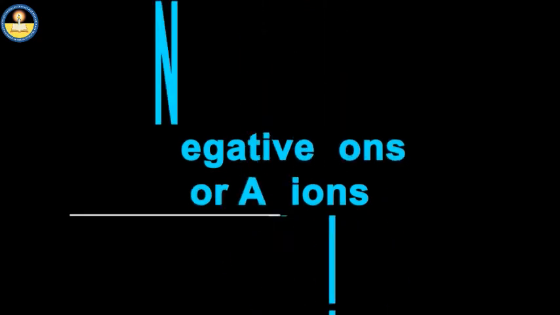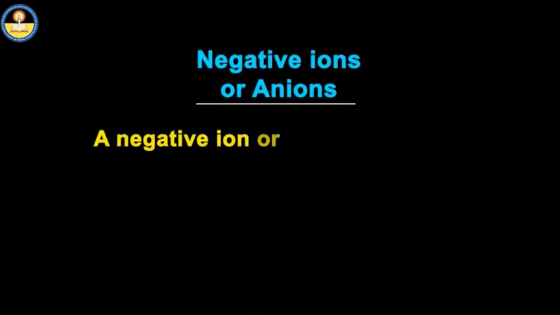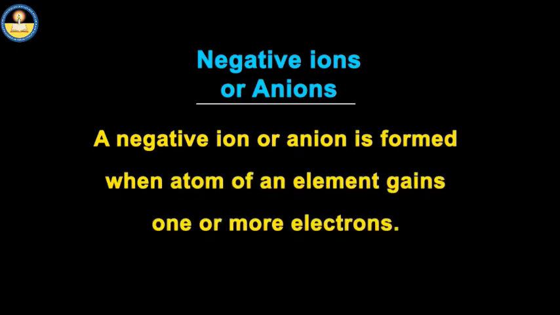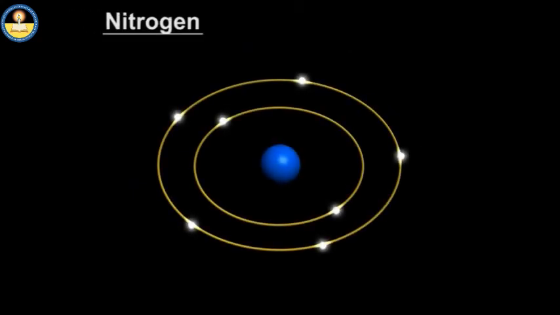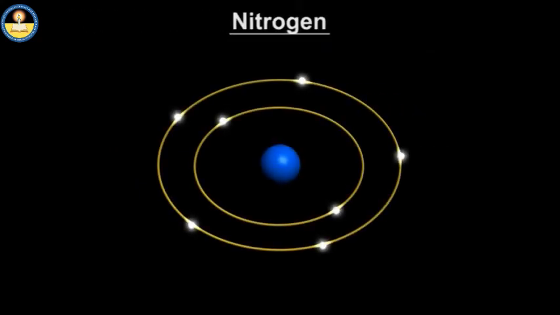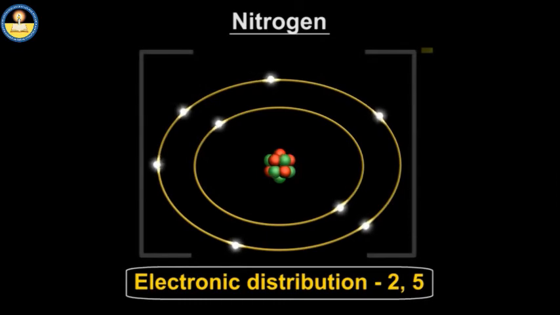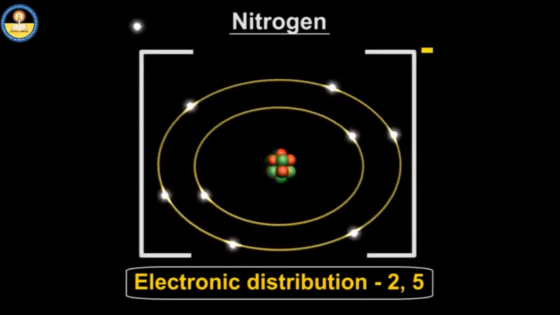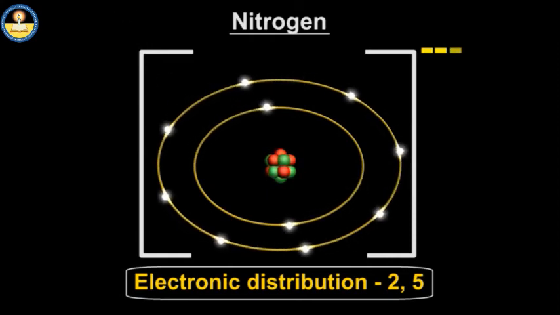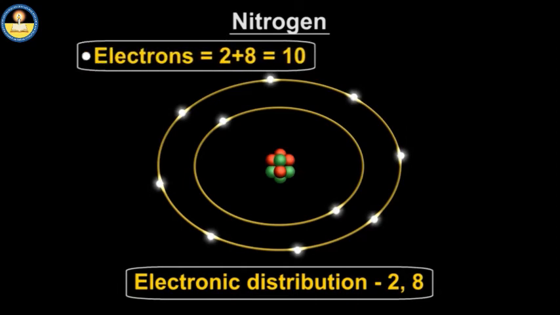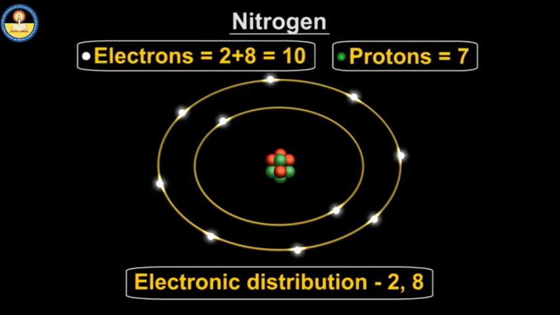Negative ions or anions. A negative ion or anion is formed when an atom of an element gains one or more electrons. Let us have a look at the electronic distribution of nitrogen. N is equal to 2, 5 electrons. It gains 3 more electrons to form a negative ion. Since in an ion, the number of electrons, 3 plus 5, is 3 more than the number of protons, it has 3 units negative charge as shown on the screen. We call this a nitride ion.